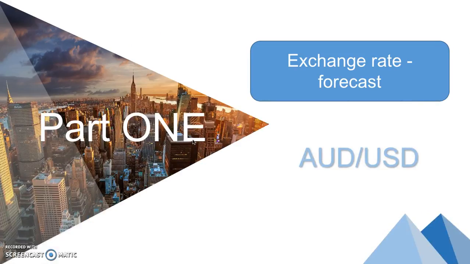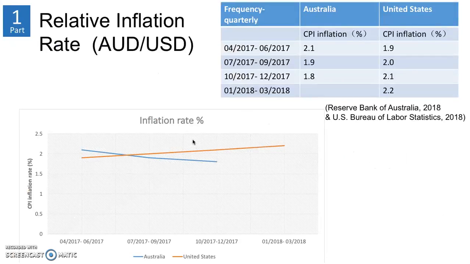Now let's look at what will happen to the exchange rate of the AUD against USD in the next 3 to 6 months. Firstly, we will talk about how the relative inflation rates affect the exchange rate. Let's look at the table. These data are provided by the Reserve Bank of Australia and the US Bureau of Labor Statistics. It shows the year-ending consumer price inflation in Australia and the US during April 2017 to March 2018.